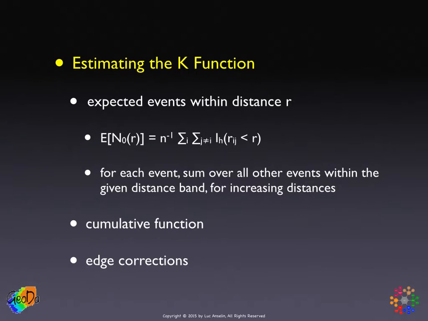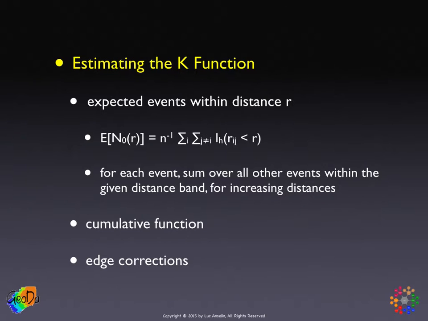Then you repeat the same process for a different distance band. As I mentioned, for increasing distance bands, there are going to be more and more points on average within that band, so the K function will increase with distance. So it's a cumulative function. As with all the other functions that we saw earlier with nearest neighbor distances, this involves edge corrections. It's the same principle, the same problem, the same type of solution, and we don't really get into the technical details.